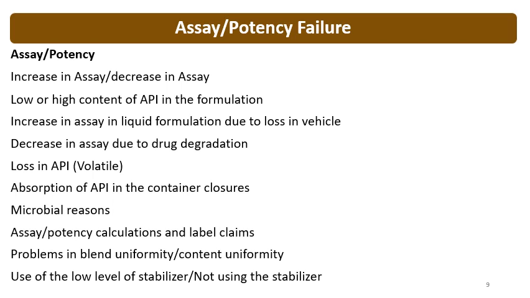Sometimes there may be a mistake or an error in assay or potency calculation, or sometimes there may be a mistake in label claim. So these may be the problems for assay and potency failure. Problems in the blend uniformity and content uniformity may lead to failure in the assay or may lead to analytical variations. Use of low level of stabilizer or not using the stabilizer at all. This may be one of the reasons for the formulations or APIs which require some sort of stabilizers. If you don't use the stabilizers, then API will get degraded. So that is due to the improper design of the formulation.